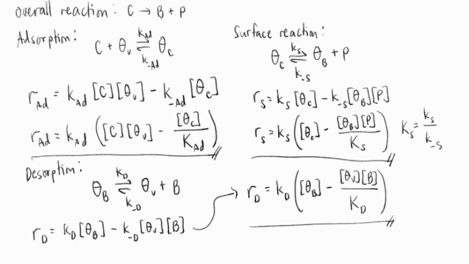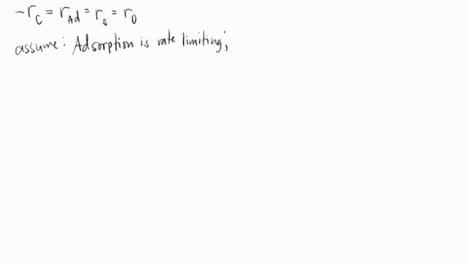The next part to our solution is to then consider each of these steps as the rate-limiting steps and deriving our overall rate equation. Let us start by writing our overall rate law. That is, the rate of consumption of our reactant, which is cumene, is simply equal to the rate of adsorption, which is also equal to the rate of surface reaction, which is also equal to the rate of desorption. If we assume that adsorption is the rate limiting step, we can therefore say that the rate of consumption of cumene is simply equal to the rate of adsorption.